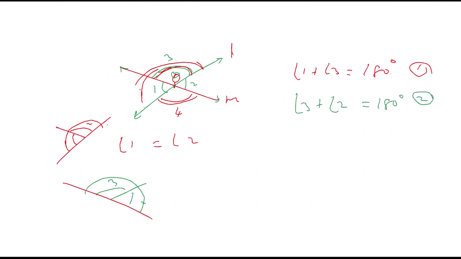Angle 1 plus 3 is equal to 180 degree. Angle 3 plus 2 is equal to 180 degree. I think there is no confusion. From 1 and 2, we can say angle 1 plus angle 3 is equal to angle 3 plus angle 2. Now it is an equation, we can cancel 3, 3. Angle 1 is equal to angle 2. You proved it from 1 and 2.